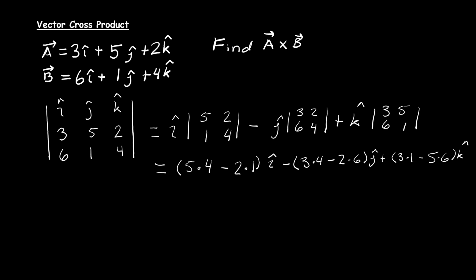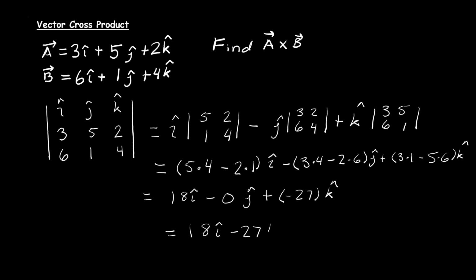Then doing this, 20 minus 2, again, is 18 i hat. The j hat term, 12 minus 12, again, goes to 0, so that's minus 0 j hat. And then the k hat term is 3 minus 30, so negative 27 k hat. And again, we're left with 18 i hat minus 27 k hat, which is the same answer that we got doing it the previous method. So again, either one of these methods is completely valid. They both get you the same answer.